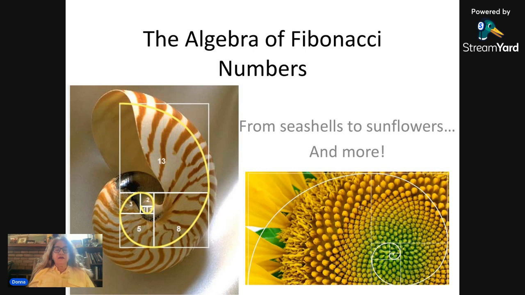This is not a lesson per se, this is how I would present a class lesson integrating some of these concepts. So, the title is The Algebra of Fibonacci Numbers, and it spans art, nature, music, all kinds of things, and it's titled From Seashells to Sunflowers and More.